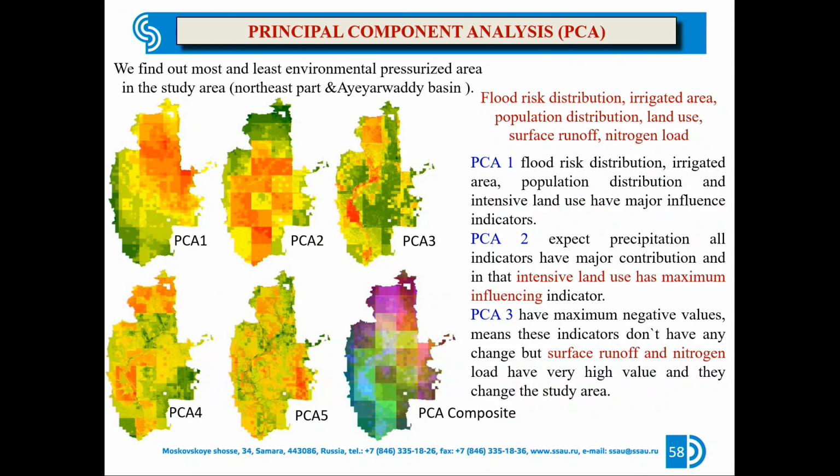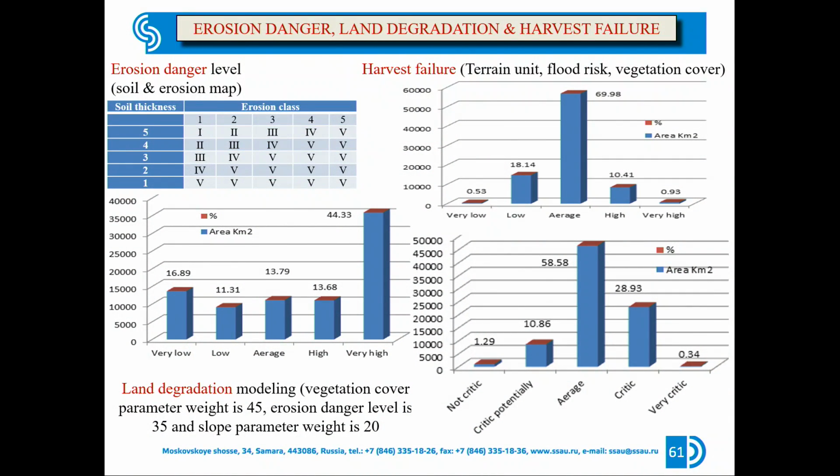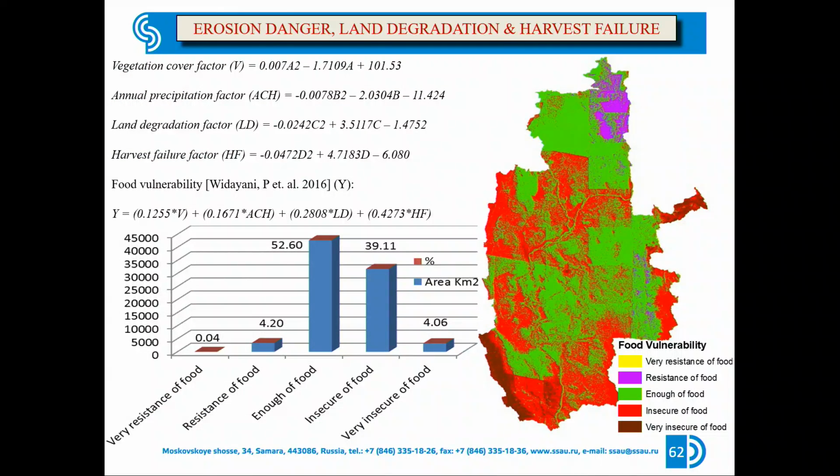I also made some further maps and derived harvest failure, land degradation, and erosion danger level, and found that around 44% is erosion danger level. Its 60% area has harvest failure and land degradation is 58.59, and I derived food vulnerability. In food vulnerability, still 50% of the area has enough food, but 40% is not secure, insecure food, and around 4% of the area, which is here, is very insecure of food. So I get that result.